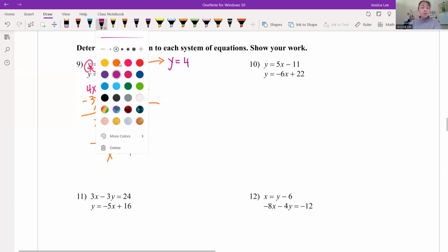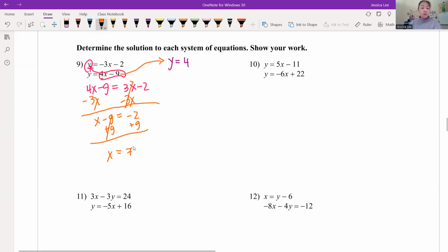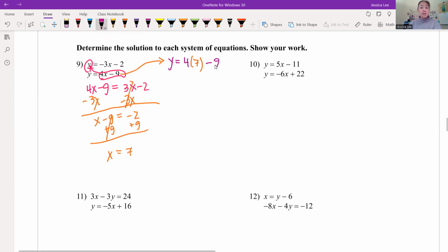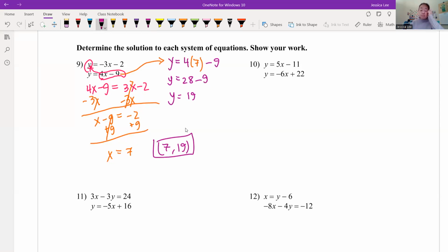Instead of x, we're going to put in what we know x to be now. X is 7. So you could either use parentheses or you can use that dot for the multiply. 4x minus 9. Right? It's exactly this bottom equation, except we replace the x with 7. And then y is equal to 28 minus 9. So y is equal to 19. Right? So our solution is going to be 7, 19. Okay? So remember the x goes here, the y goes here. Done.